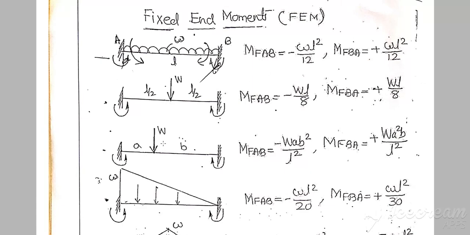Next, if the point load is applied not at the exact center, the difference is there, in the point where the load is applied. Those distances are A and B. At that time the formula will change. You should use this formula: minus W A B square by L square, and for BA plus W A square B divided by L square. Here the difference is there, you should remember. Here A B square, here W A square B.